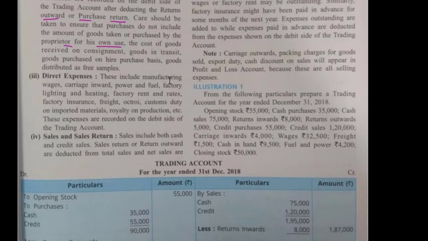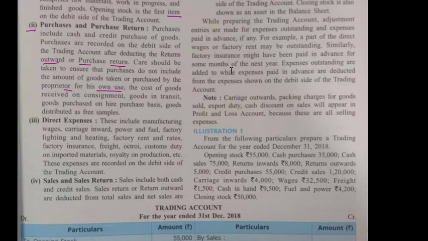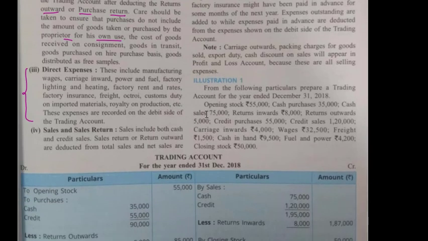The next item is direct expenses. These include manufacturing wages, carriage inward, power and fuel, factory lighting and heating, factory rent and rates, factory insurance, freight, octroi, custom duty on imported materials, royalty on production, etc. These expenses are recorded on the debit side of the trading account. So all the direct expenses which are incurred are recorded under direct expenses, on the debit side. These are the items which you record on the debit side.